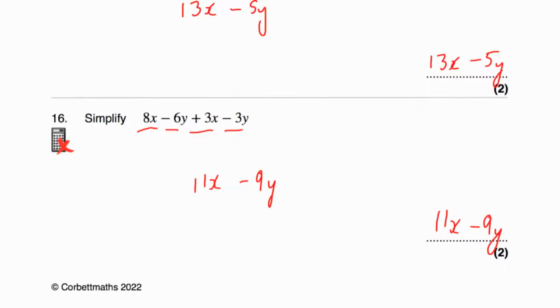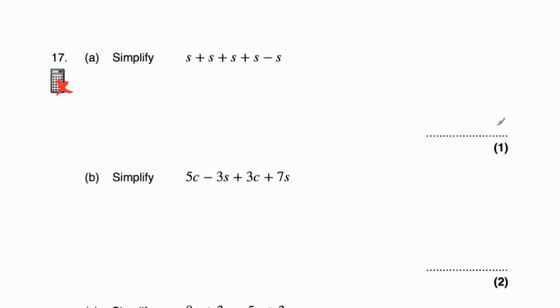Okay, let's look at our next question, question 17. So question 17a says simplify s plus s plus s plus s, take away s. So we've got 1s plus another s, that's 2 s's, plus another s, that's 3 s's, plus another s, that's 4 s's, and then we're going to take away 1 lot of s, that's going to leave us with 3 s's, so 3s.